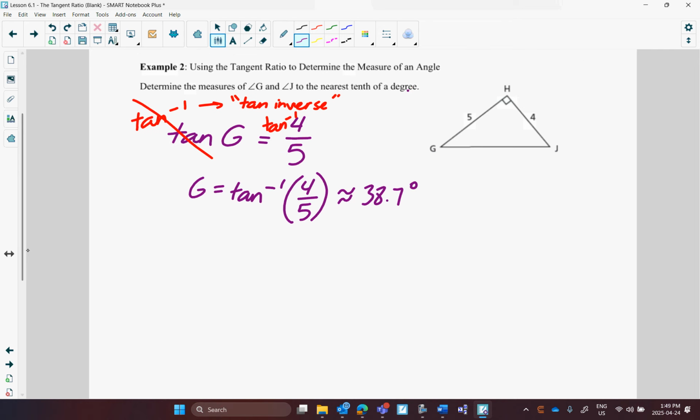What would the equation look like to find H? Tan H equals what? 5/4. Wait a minute, tan G, I'm sorry, not H, tan G. Yeah, 5/4.